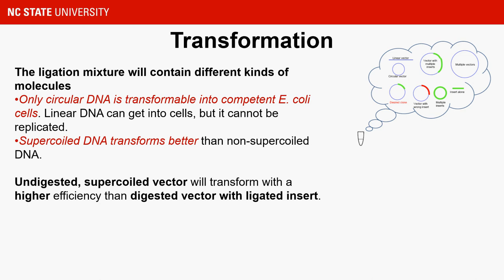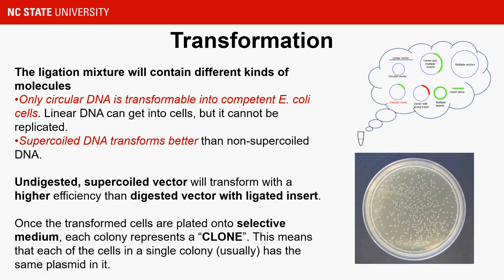Once the transformed cells are plated on a selective media, each colony represents a clone. On the right, we're showing how a plate will look from a transformation. The red arrow is showing one colony on this plate. This means that every cell in this colony has the same plasmid in it.